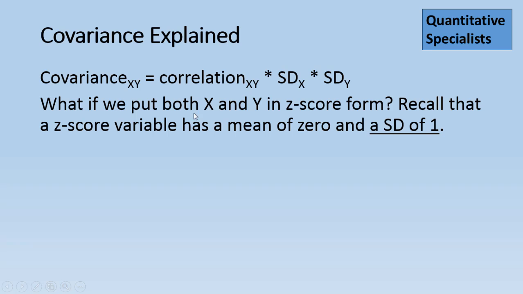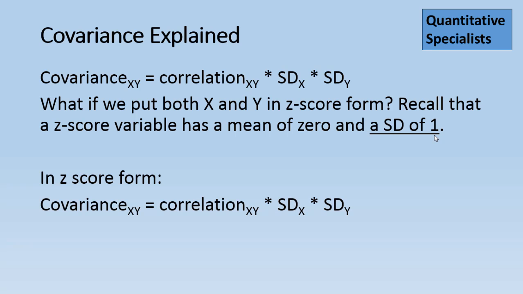Well, what if we put both x and y in z-score form? If you're familiar with z-scores, you may recall that a z-score has a mean of 0 and, most importantly for this, a standard deviation of 1. We can put any variable in z-score form, and if we do that, we'll get a mean of 0 and a standard deviation of 1.